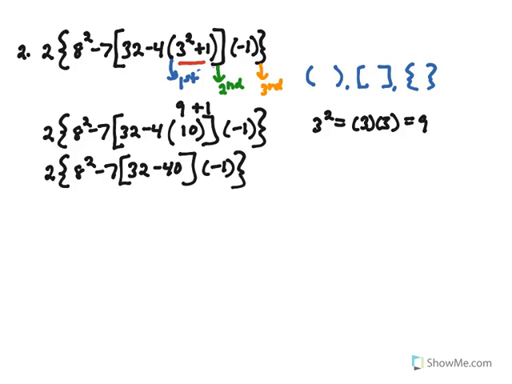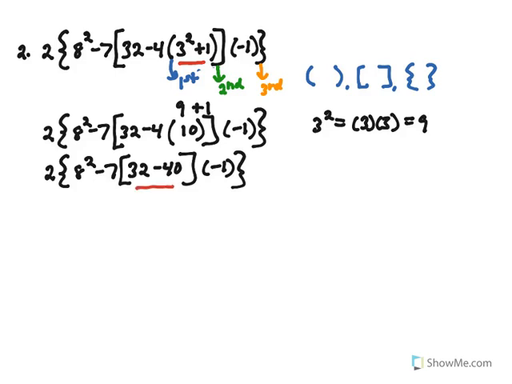And now I'm continuing to simplify inside the bracket because that's my second parenthesis, if you will. In this case, they're just a different shape. So everything in the brackets needs to be simplified.